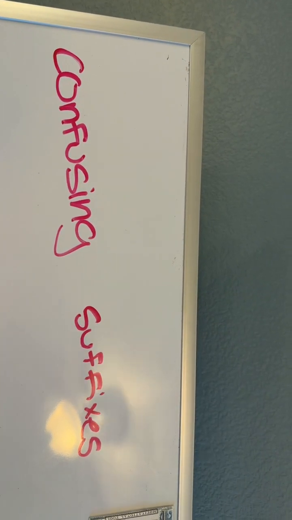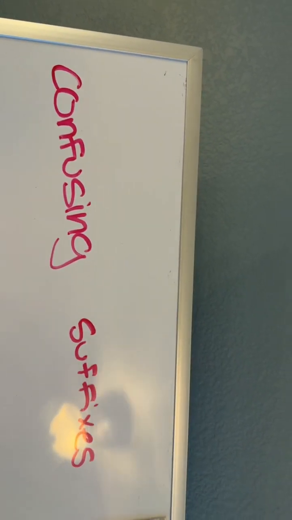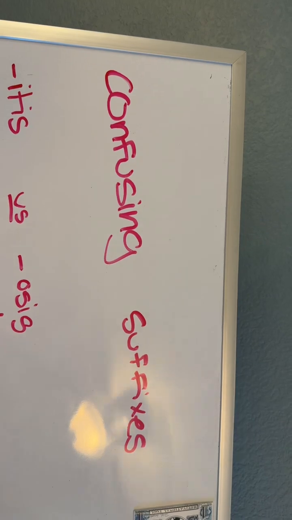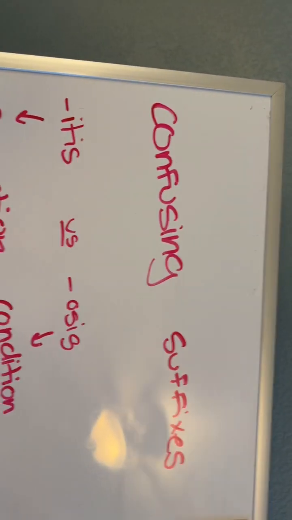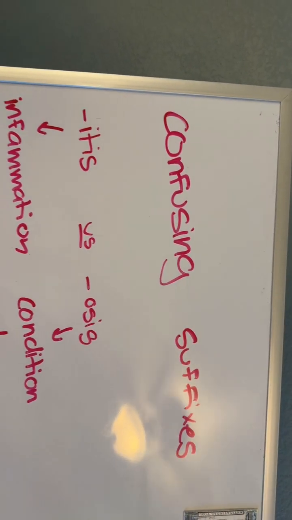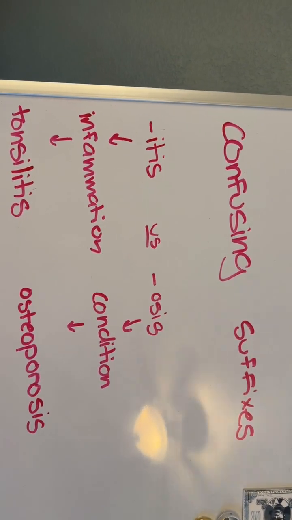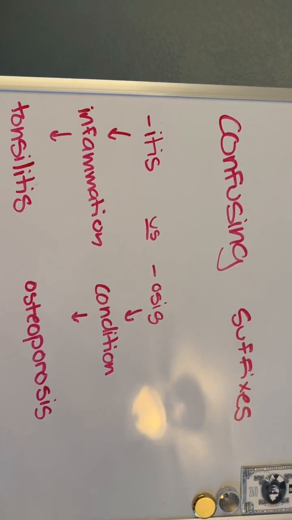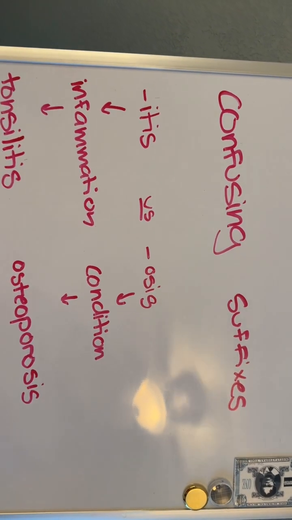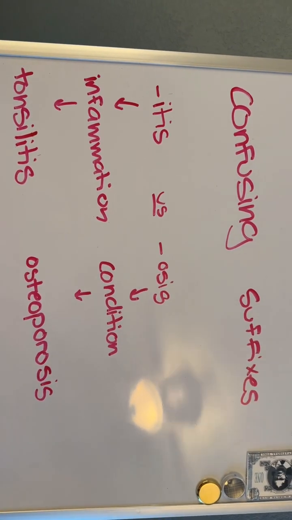Now that we've covered the basics, we can go over some of the nitty-gritty stuff, such as confusing suffixes. We can start with itis versus osis. Itis is inflammation and osis is condition. Itis could be considered also tonsillitis, which is inflammation of the tonsils, and osis could be characterized with osteoporosis, which is a chronic bone disease.